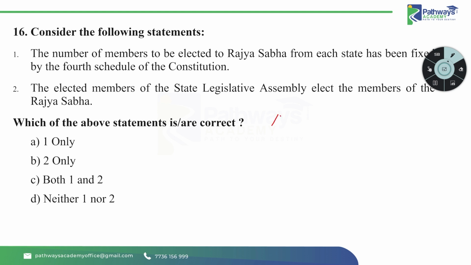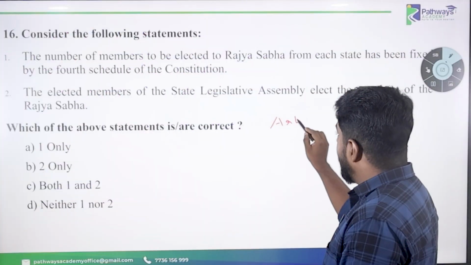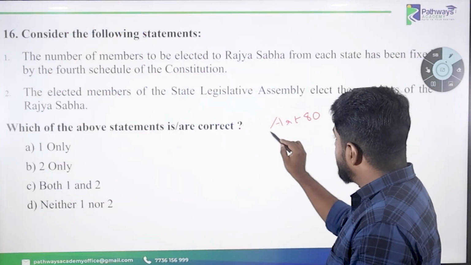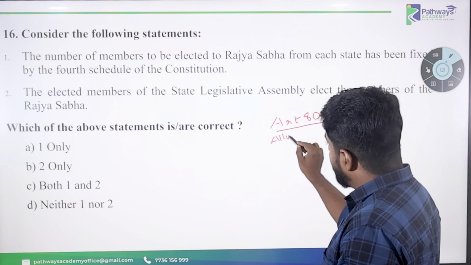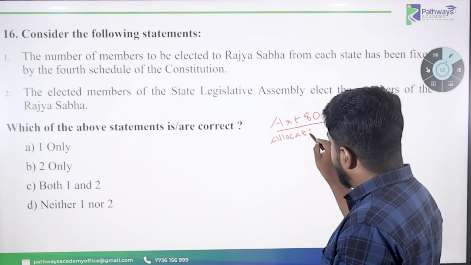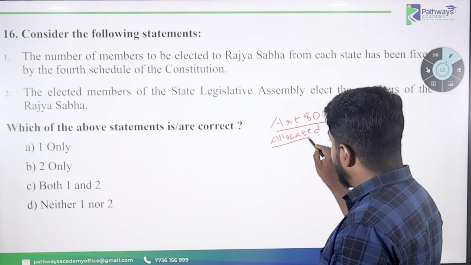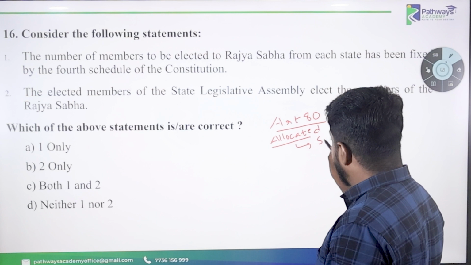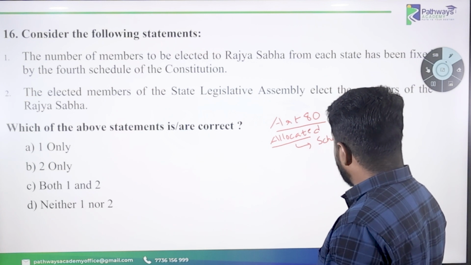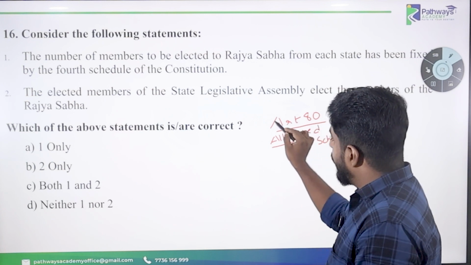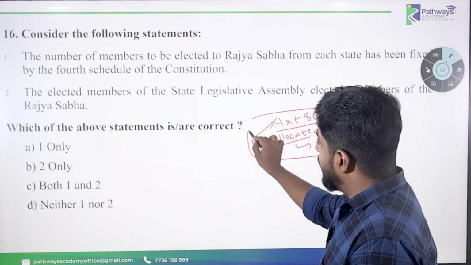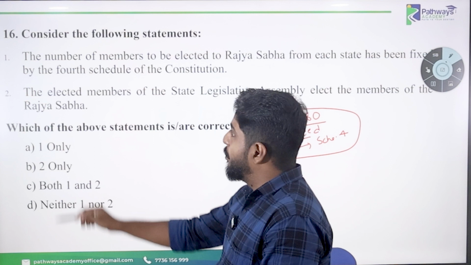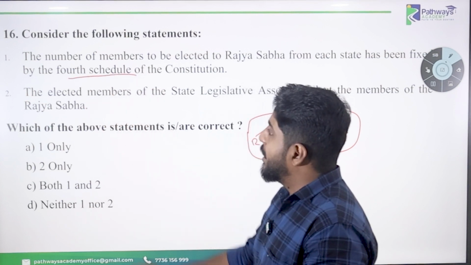Sir, under Article 80, it is clearly mentioned that if you need to understand the allocation of seats, the number of seats allocated, please refer to Schedule 4 of the Indian Constitution regarding the allocation of seats in Rajya Sabha. So it is fixed by Schedule 4 on the basis of population. Statement number 1 is correct.